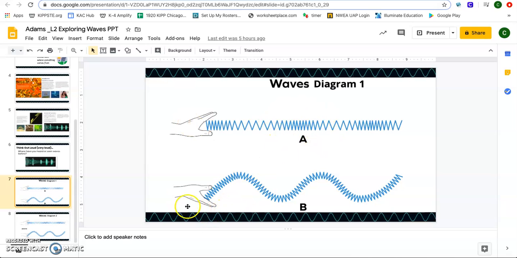The slinky is going to represent the diagram B. So here, I'm sorry, not the slinky. I'm sorry, guys. The rope. The rope is going to represent diagram B.